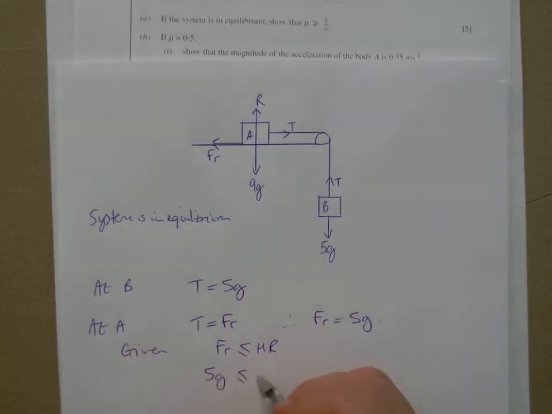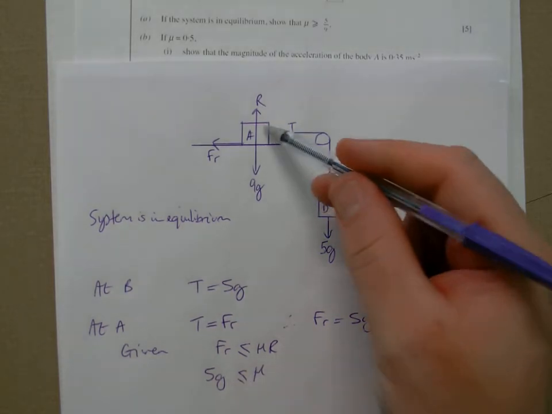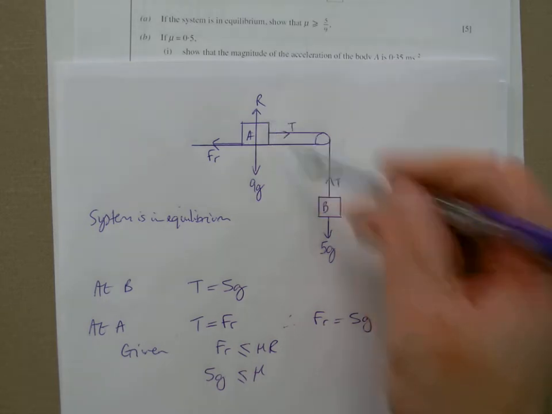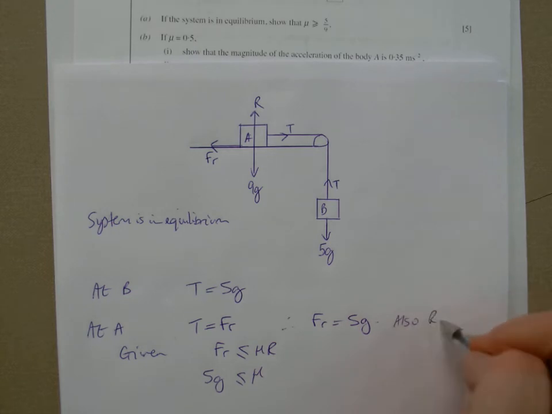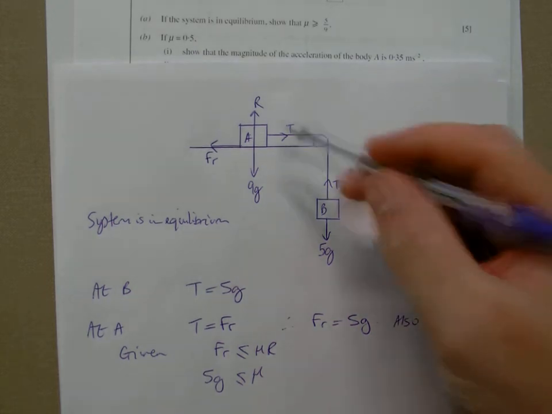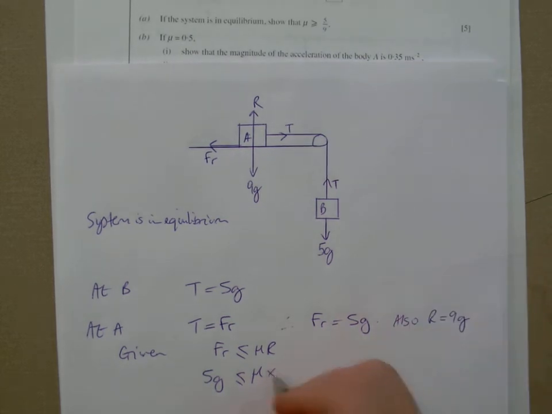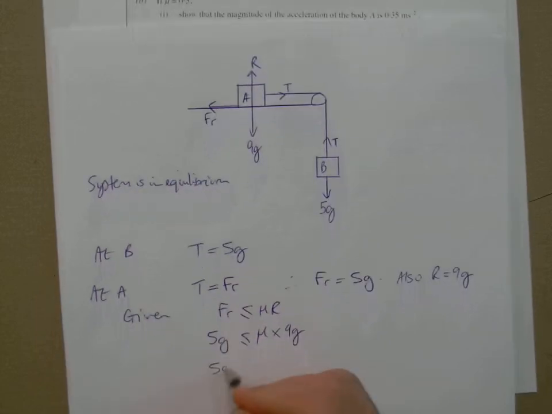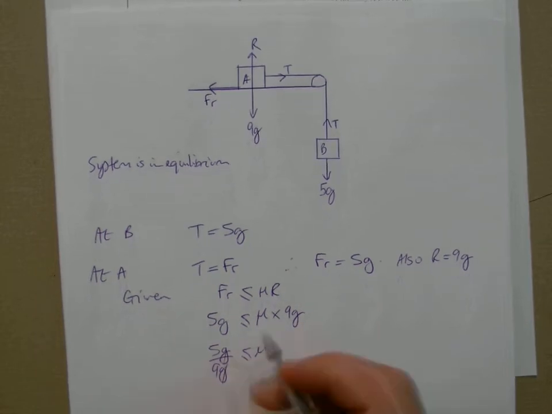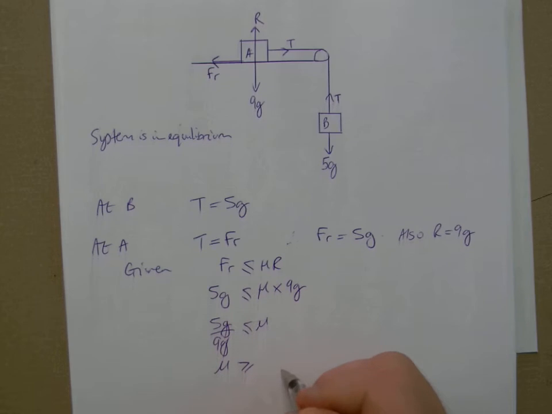Now, we've got mu, and we need to have R. Remember, R is just the reaction that the table exerts on the object. And because there's no motion vertically, we can also say that R will equal 9G, when we resolve vertically. So we can put that in there, and then take the 9G over. And we've basically got the answer. The G's will cancel, and we can rewrite the mu the other way round and switch the inequality. And we've got mu greater than or equal to 5/9, which is what they want.